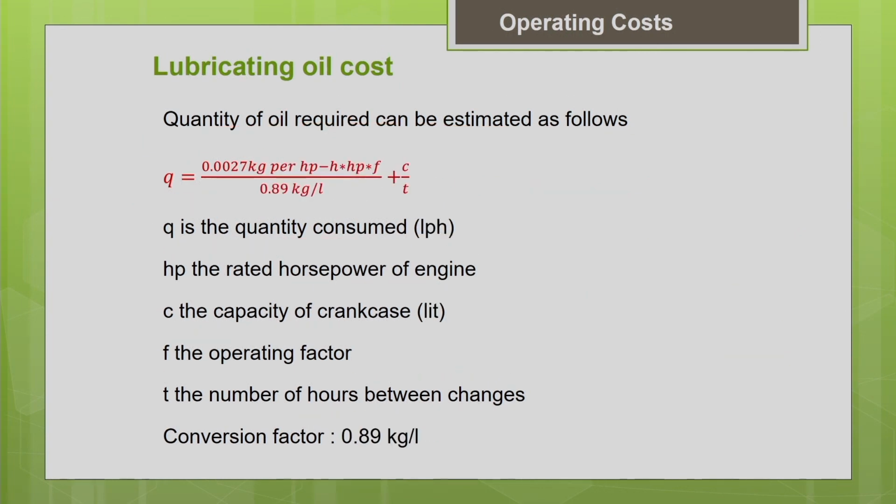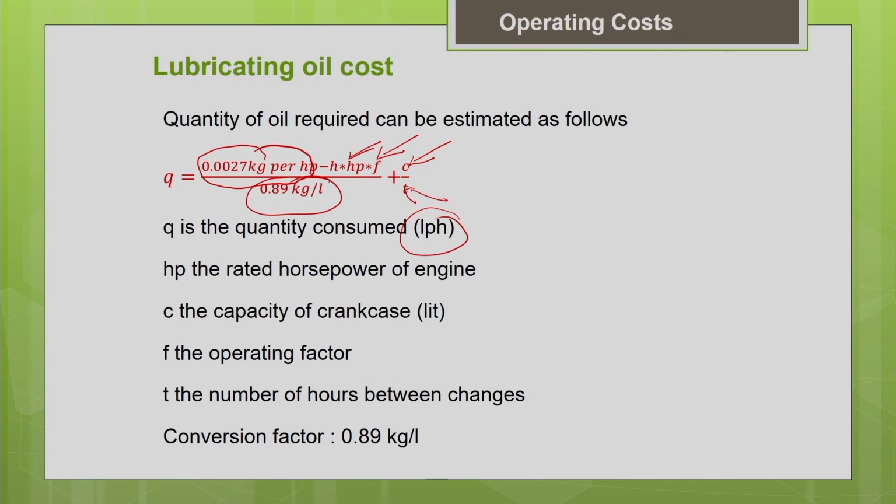So I have just converted the same formula into SI units so that we can estimate the quantity in liters per hour. That is the only difference. Here you can see the consumption rate is 0.0027 kg per horsepower. Accordingly, you have to adjust according to your conditions: horsepower, times the operating factor, plus the crankcase capacity, divided by the number of hours between the changes, and the conversion factor here is 0.89 kg per liter. So the final quantity you will get in liters per hour using this formula.